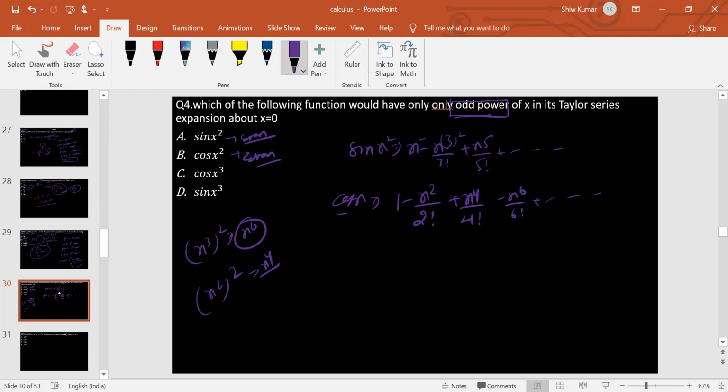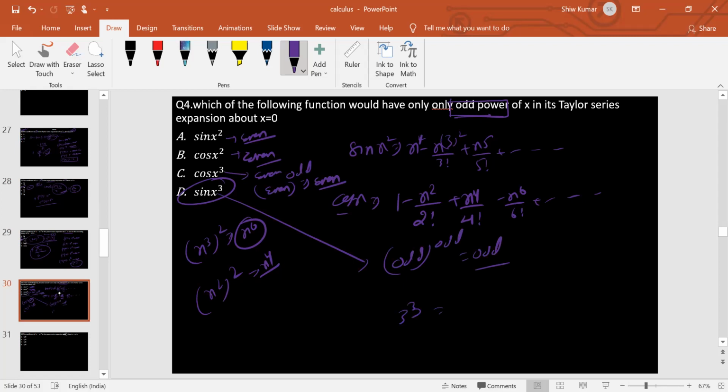Or odd to power even, it's the same, because this 3 is odd, and the cos x series is even. So even to power odd is nothing but even, so this will also give even. So the remaining one is this, because this is odd to power odd, because the sin x series is odd. If we take odd to power odd, you will get odd only, like 3 to power 3 is 27 and 3 to power 5 is 243. So these are all odd numbers, so option D is the right answer.